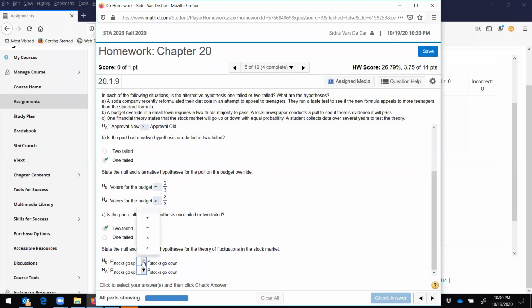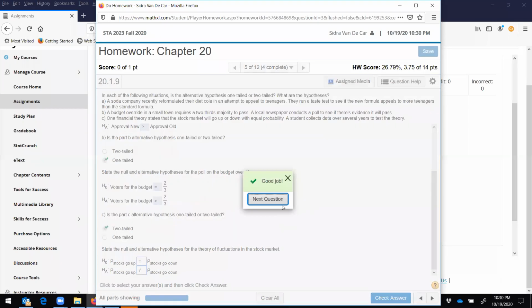The probability that stocks go up is equal to the probability stocks go down, and does not equal for the alternative, because this is a two-tailed test.